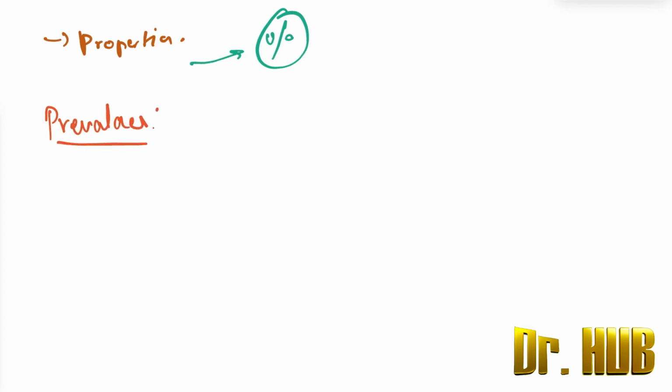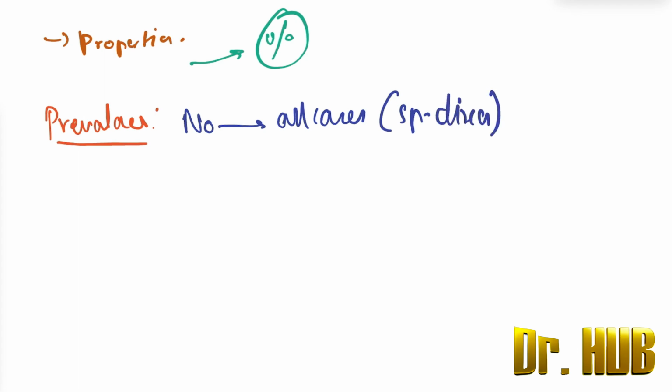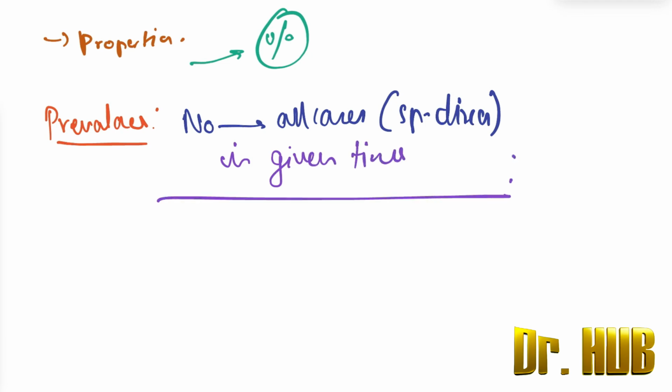The formula of prevalence is the number of all cases of a specified disease at a given point of time, divided by the estimated population at that same point of time, multiplied by 100.